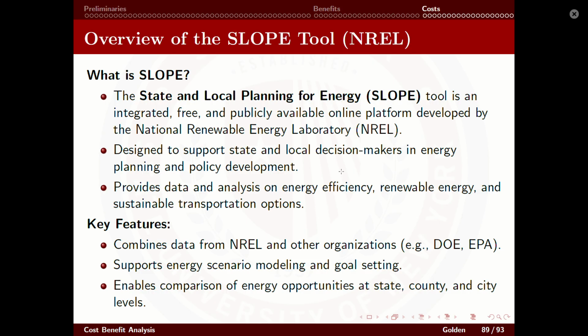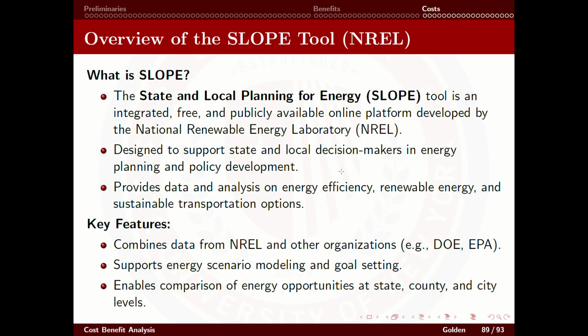Then we have SLOPE, which is the State and Local Planning for Energy tool, which is an integrated, free, and publicly available online platform developed by NREL, the National Renewable Energy Laboratory. It's designed to support state and local decision makers in energy planning and policy development, and provides data analysis on energy efficiency, renewable energy, and sustainable transportation options. So you can see what they're seeing happen, what are the energy scenarios that they're seeing play out.